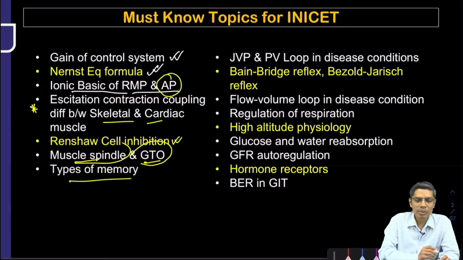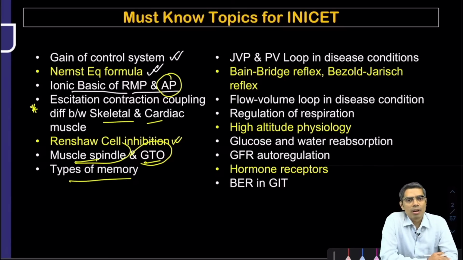Then types of memory. Sometimes AIIMS also asks, giving you a clinical example, which type of memory the subject is recalling. So, you have to identify whether it is short term memory, working memory or long term memory, or implicit or explicit memory. You just have to remember this classification, the different types with their examples.